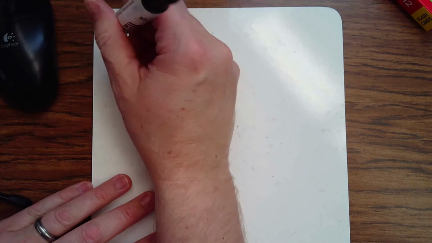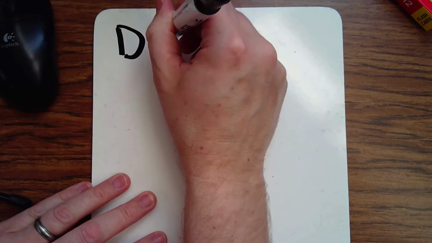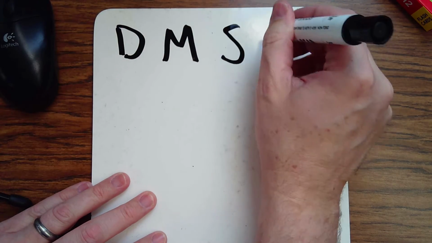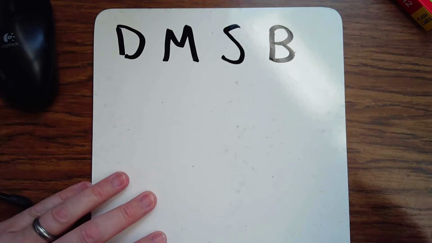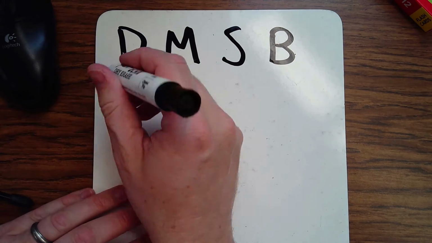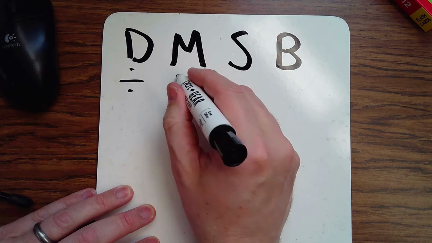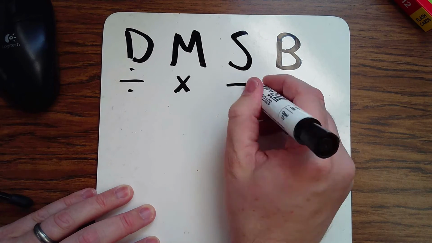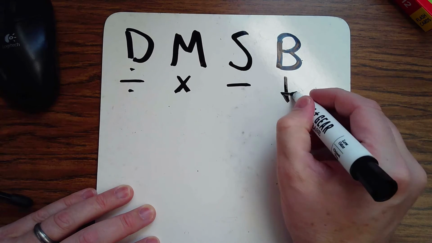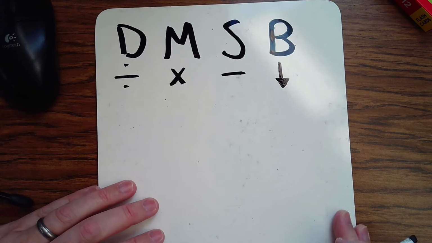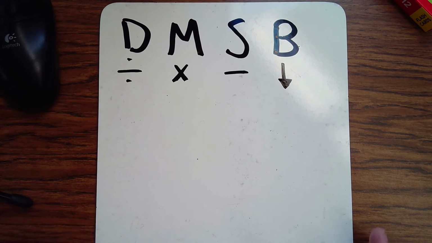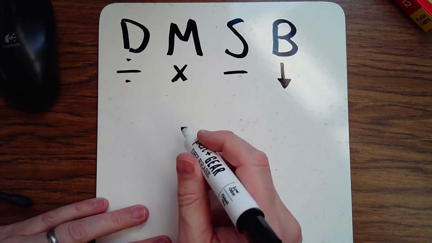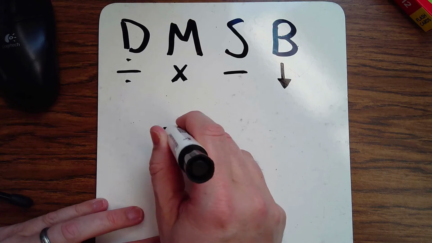Let's start with drawing our D, M, S, B up top so we don't forget the order in which we do things. This is divide, multiply, subtract, and bring down. Hopefully this is becoming old news to you now. Okay, so here's your one example for today.